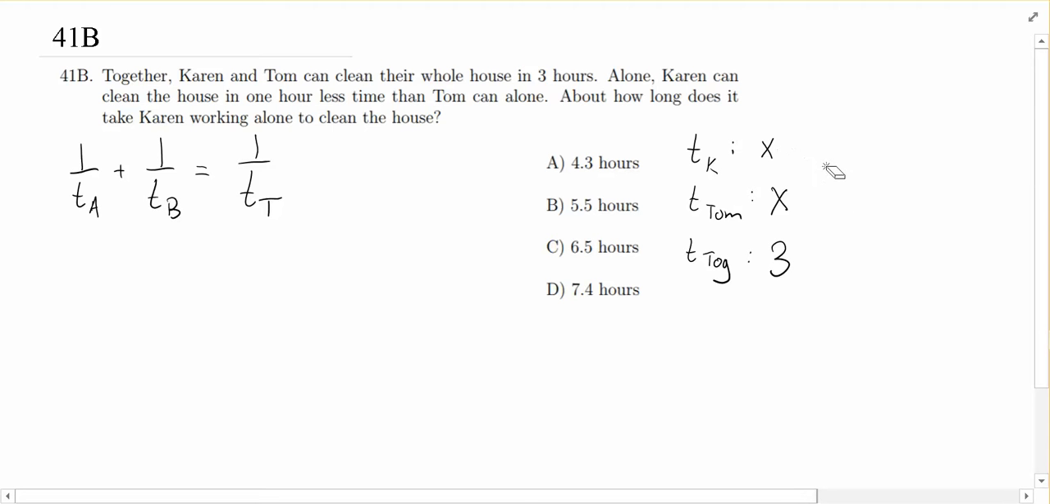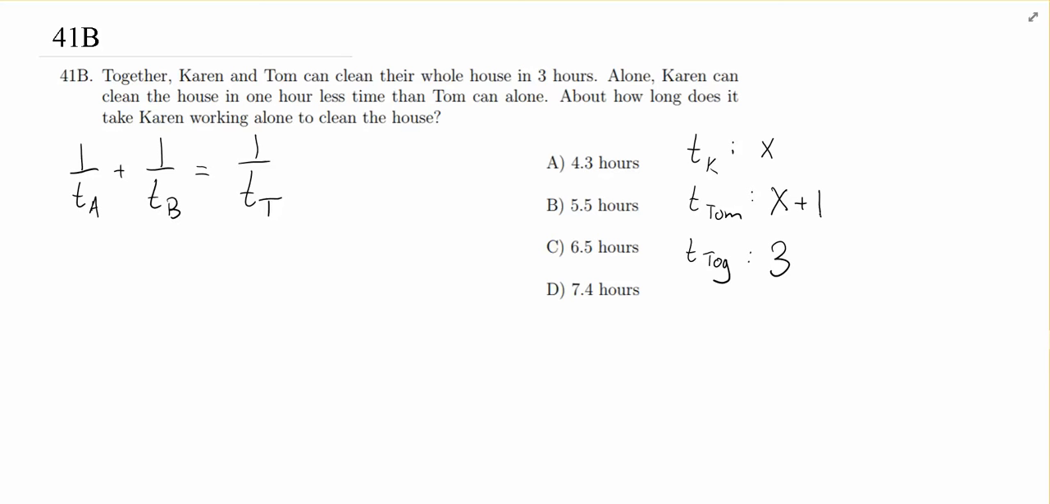What I would rather do is rewrite how I define my variables. I'd rather define Karen to be x, and that way Tom is x plus 1. Because if it takes Karen 1 hour less, then it means it takes Tom 1 hour more. Those two things mean the same thing. And this way, when we actually solve the problem, we're going to end up with x as the answer, which actually answers the question. That's the big thing you want to look for in setting up a word problem: make sure x actually answers the question.